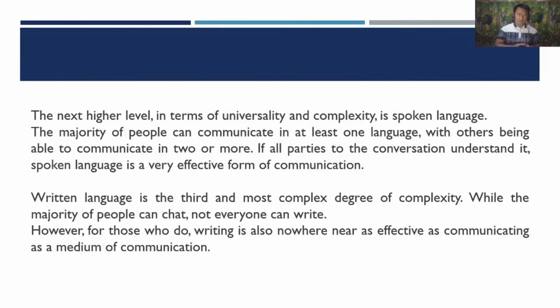Alright, the next higher level in terms of universality and complexity is spoken language. Yes, the majority of the people can communicate in at least one language, with others being able to communicate in two or more. If all parties to the conversation understand it, spoken language is a very effective form of communication. Yes, written language is the third and most complex degree of complexity. Why? Okay, this is the third way of communication, written language. But they said this is also the most complex degree of complexity.